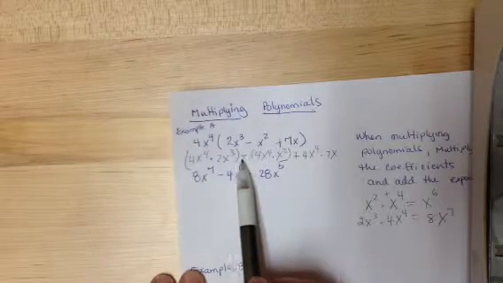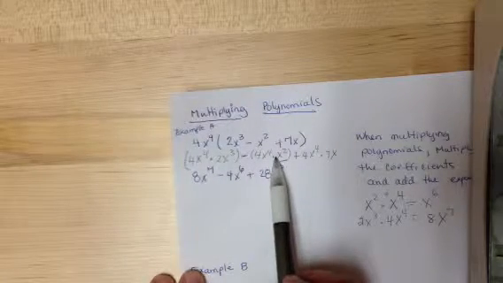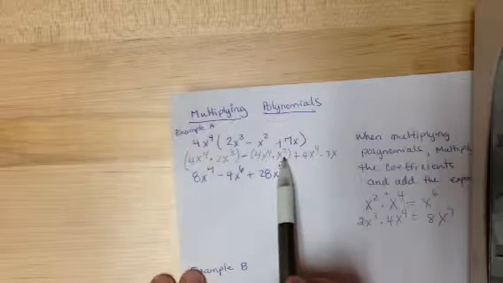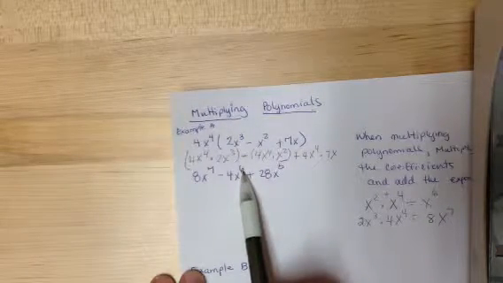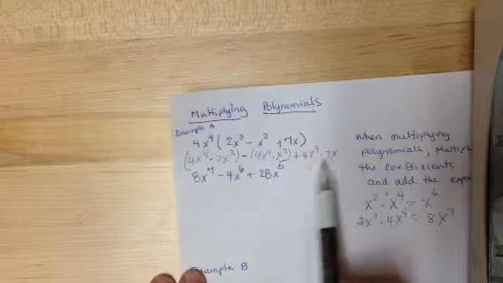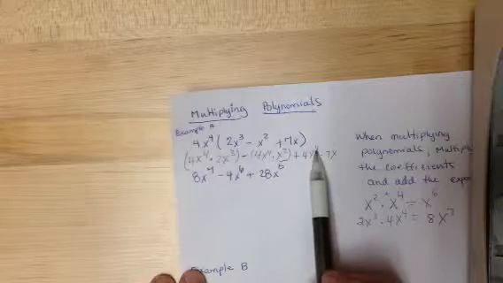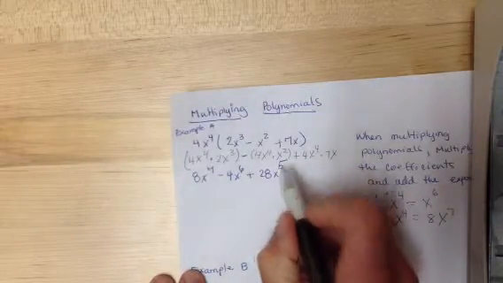Let's go to the next one. We got a negative here. This negative comes down. We say 4 times 1 is 4. X to the fourth times x squared: you add the two exponents and you get x to the 6th. And here we say 4 times 7 is 28. We add the exponents, 4 plus 1 is 5. So we get x to the 5th.